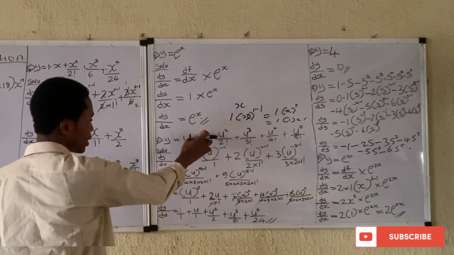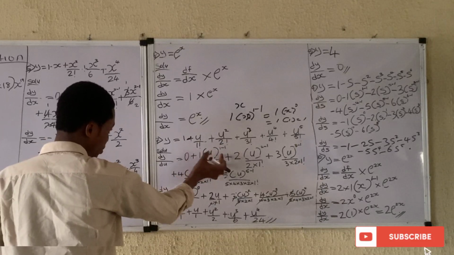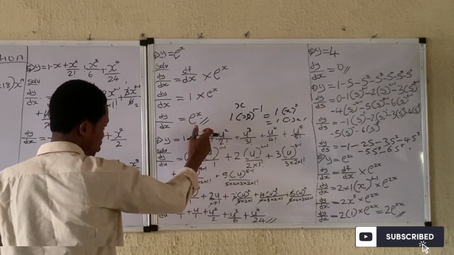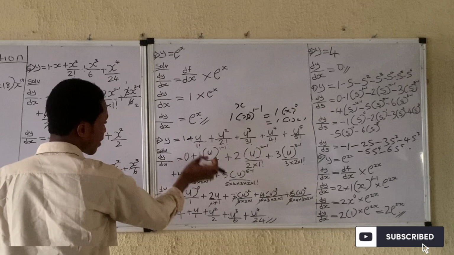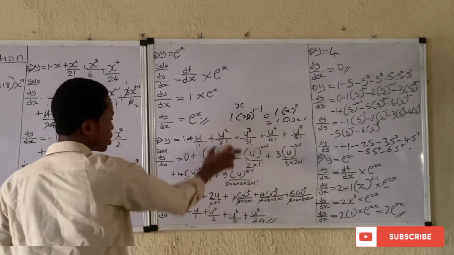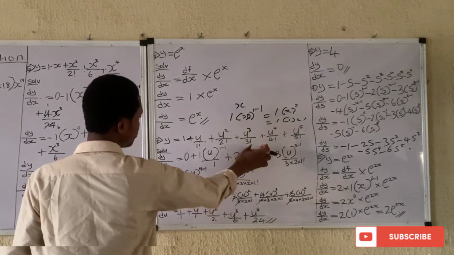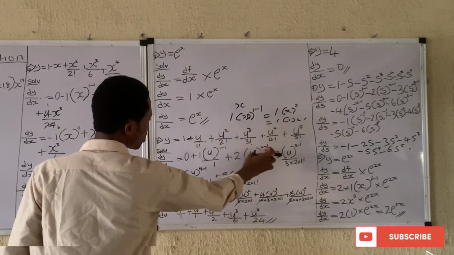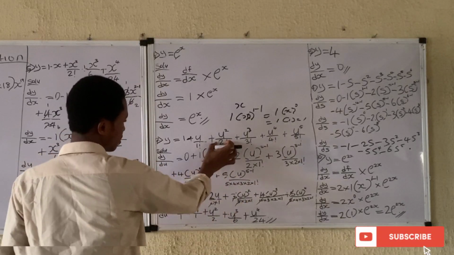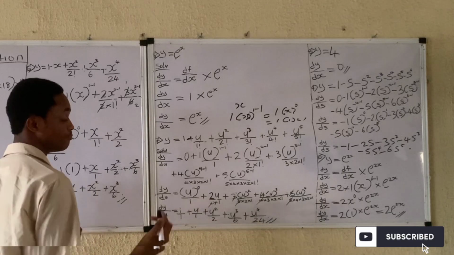Remember this invisible 1 here: bring the power, which is 1, to the front, write the variable u, and remove 1 from the power, which is 1 minus 1, all over 1 factorial. That gives you 1. Plus, differentiate the numerator u raised to the power 2: bring the 2 to the front, u, and remove 1 from the power, 2 minus 1, all over 2 factorial. 2 factorial is also known as 2 times 1 factorial.